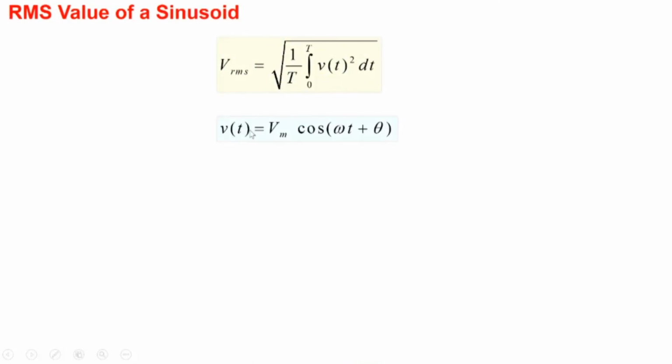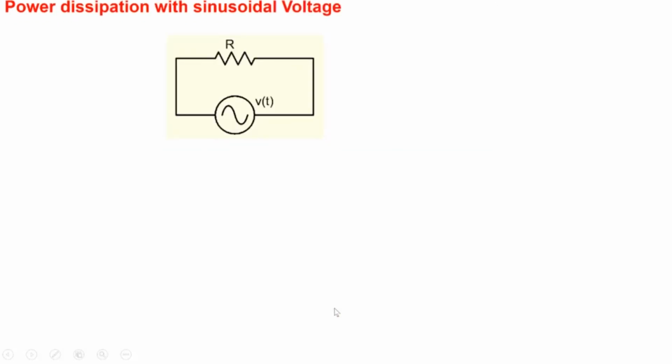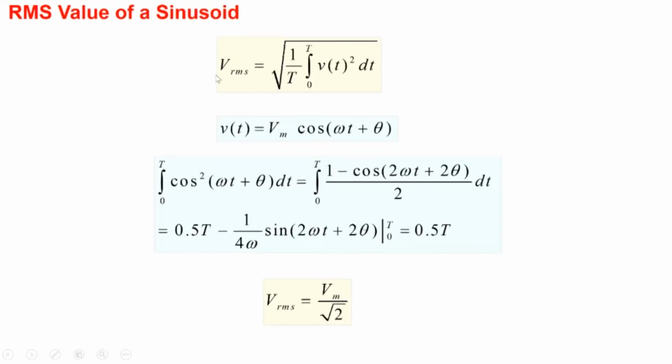Let's apply it to a sinusoid. Our signal is v(t) equals Vm cos(omega t plus theta). So you plug it in, and of course it's simple trigonometry and simple algebra, so we'll not go through that. You can verify that VRMS is equal to the amplitude divided by square root 2. Therefore, VRMS of any sinusoidal signal will be the amplitude divided by square root 2.